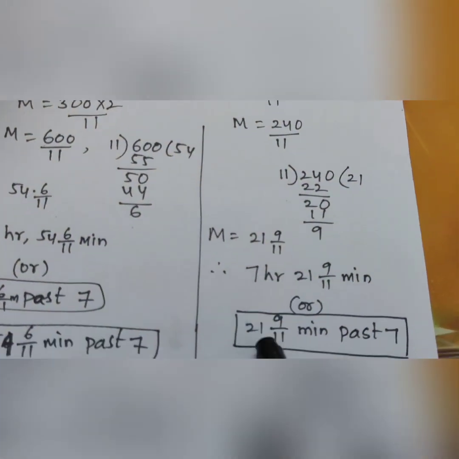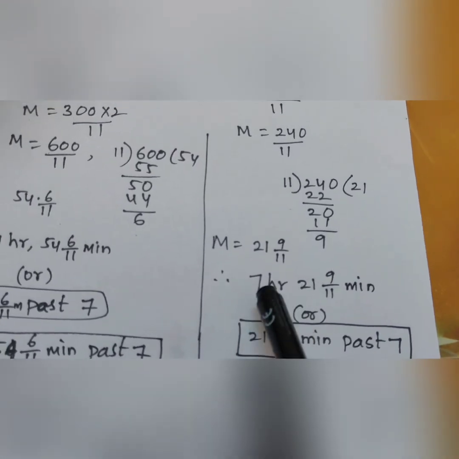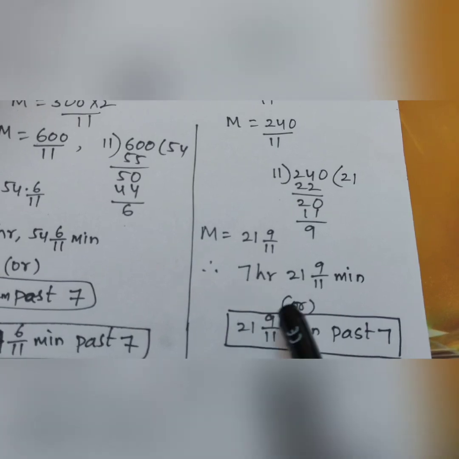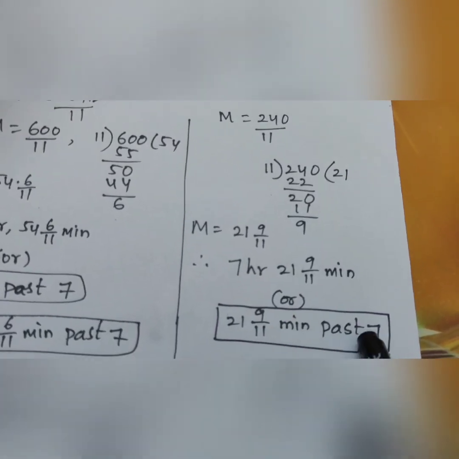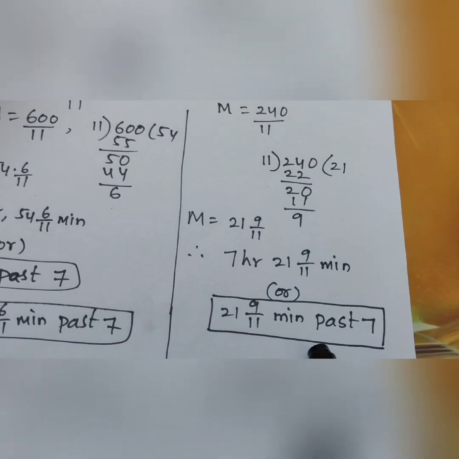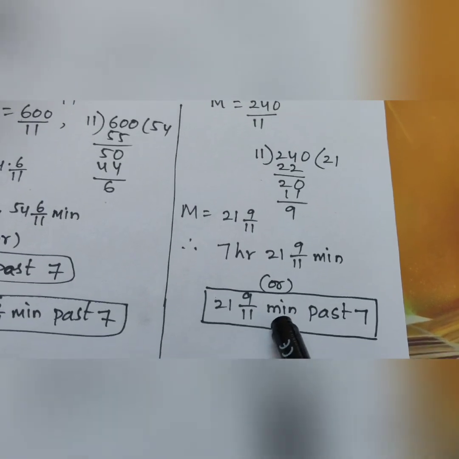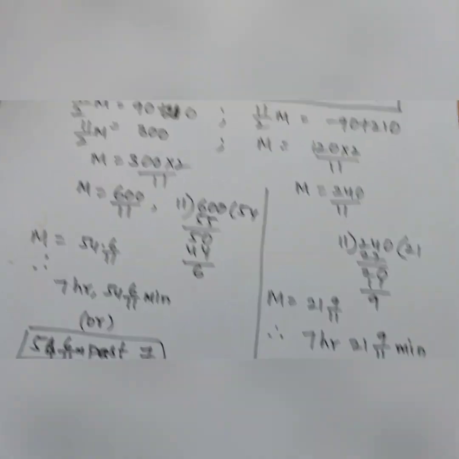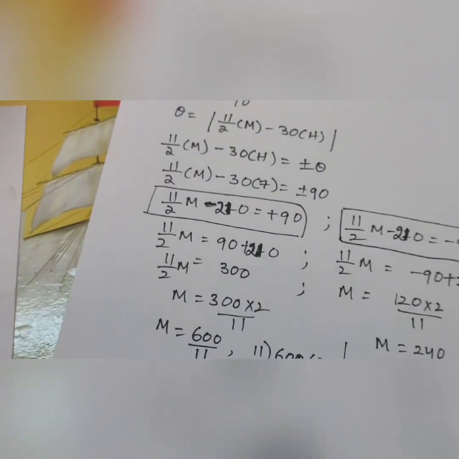Okay, this time we also read it as 7 hours 21 into 9 by 11 minutes or 21 into 9 by 11 minutes past 7. Both are same. Okay, we can read like this also. So you can go for this option in the exam. Okay, so in this way we can find the angle and time.